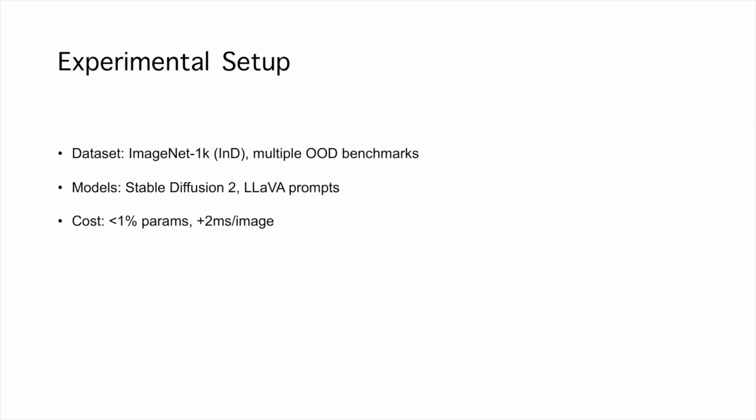We evaluate on ImageNet-1K as in-distribution and test on iNaturalist, SUN, Places365, Texture, and the OpenOOD benchmark. Synthetic images are generated using Stable Diffusion 2, guided by LLaVA prompts. The computational overhead is very small, less than 1% additional parameters, and about 2 milliseconds per image.